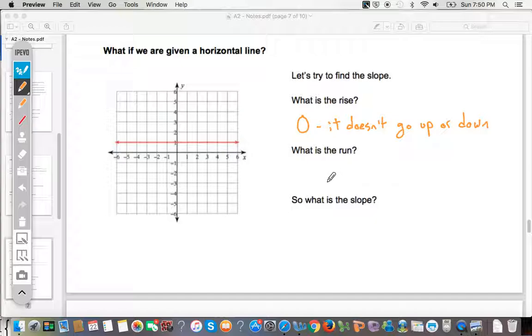And what is the run? Well, let's keep going over here, over here, over here. Well, geez, it goes on forever that way, and it goes on forever that way. So our run could be any real number.